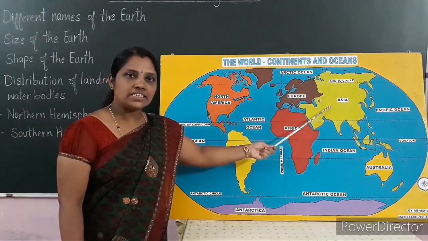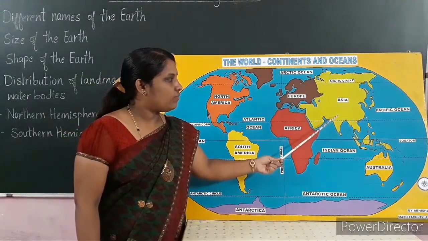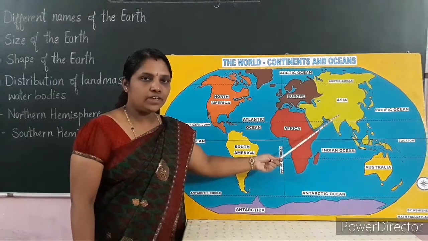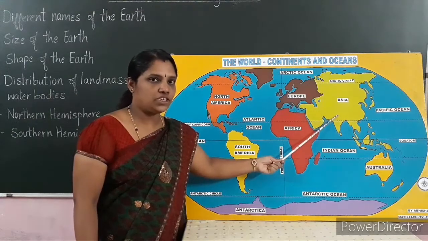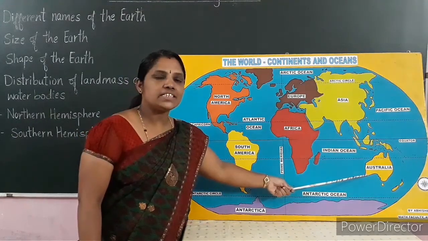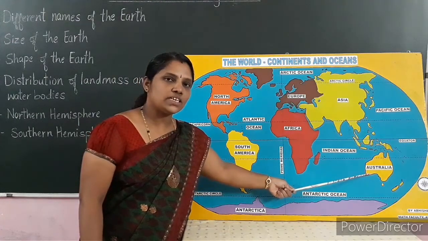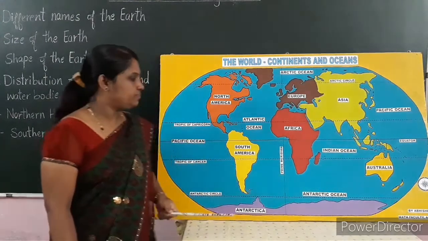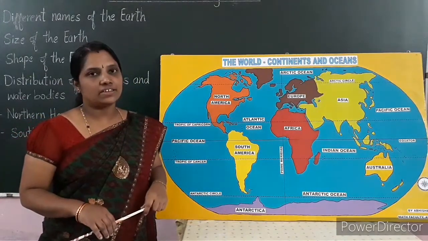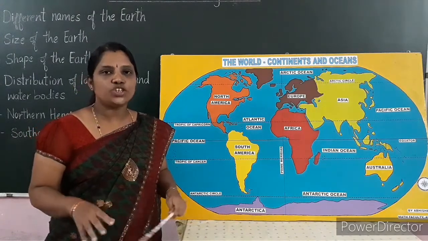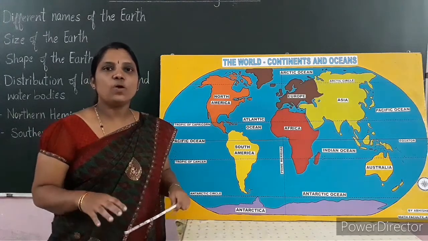Asia is the largest continent in the world, where our country India lies in the continent of Asia. Australia is the smallest continent in the world. Next, the water bodies on the Earth are called as oceans.